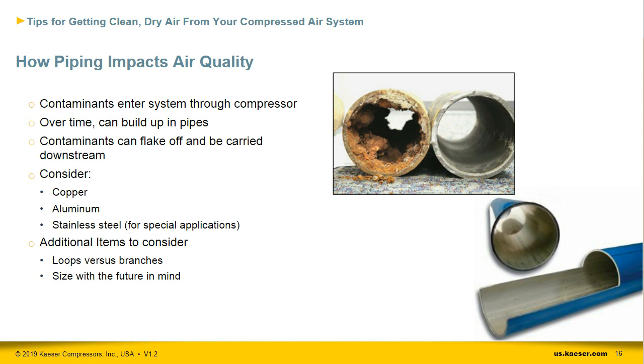Whenever possible, piping should also be sized and looped to reduce overall air velocity and pressure drop. Sizing the pipe with the future in mind is always going to be beneficial. Otherwise, when you expand and add more compressed air to the system, the increased pressure drop can significantly affect scrap rates. And now I'm going to hand it over to Grayson.